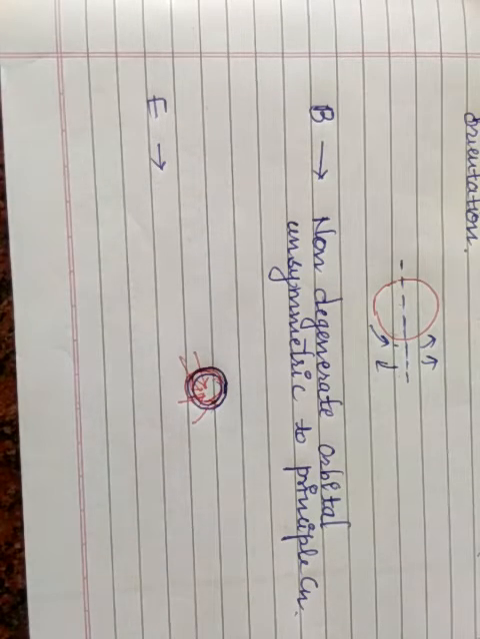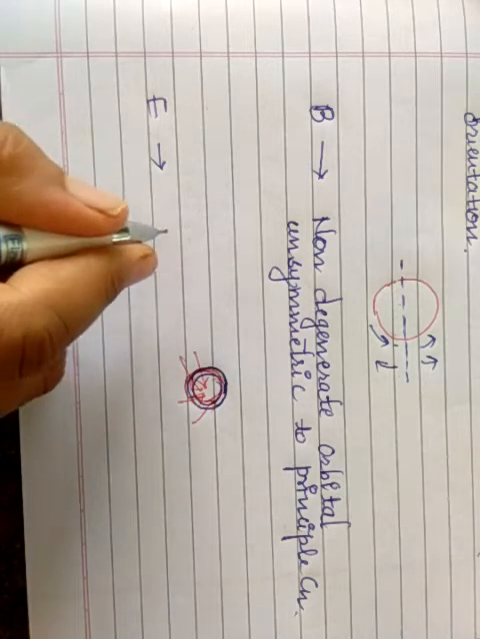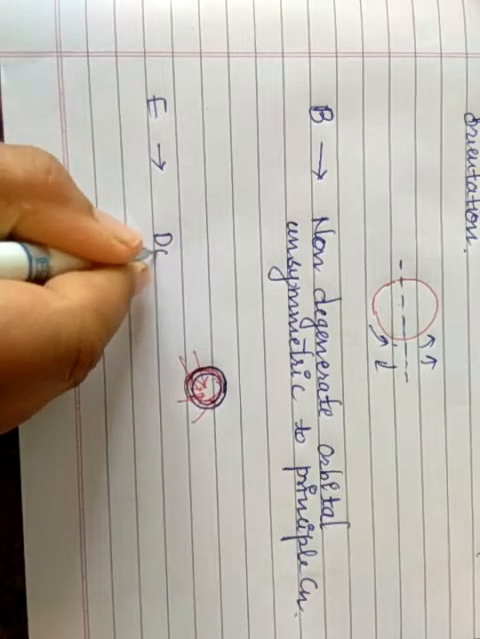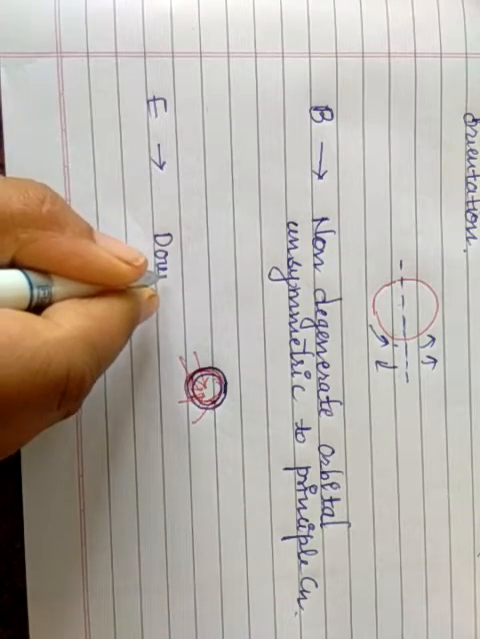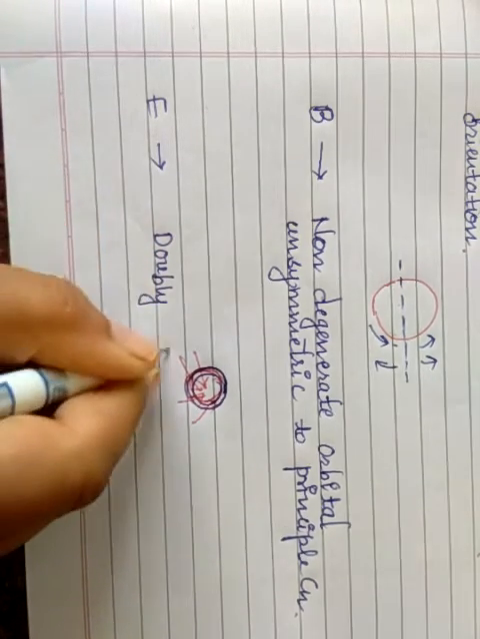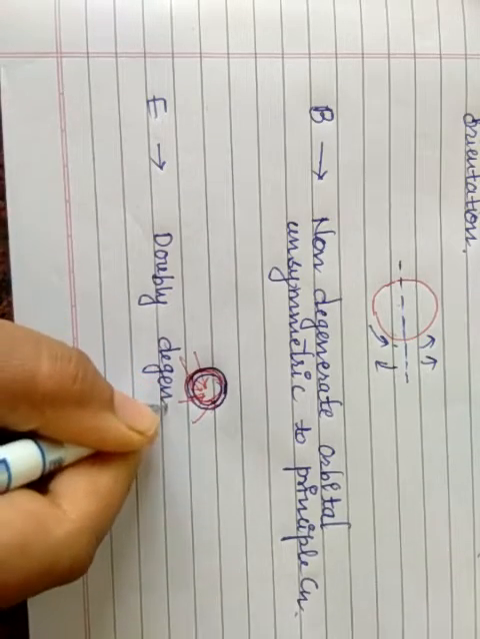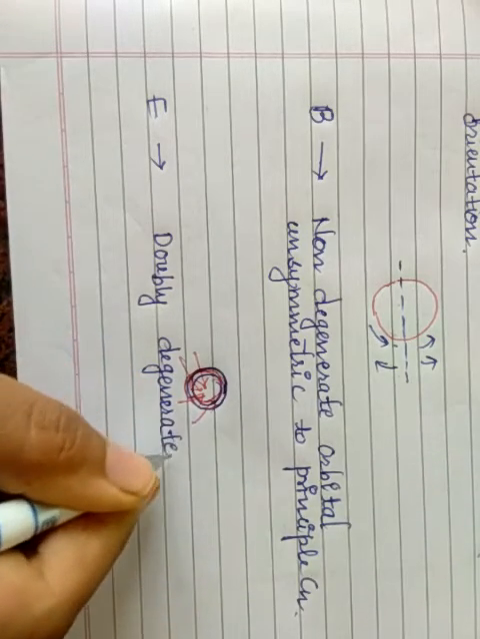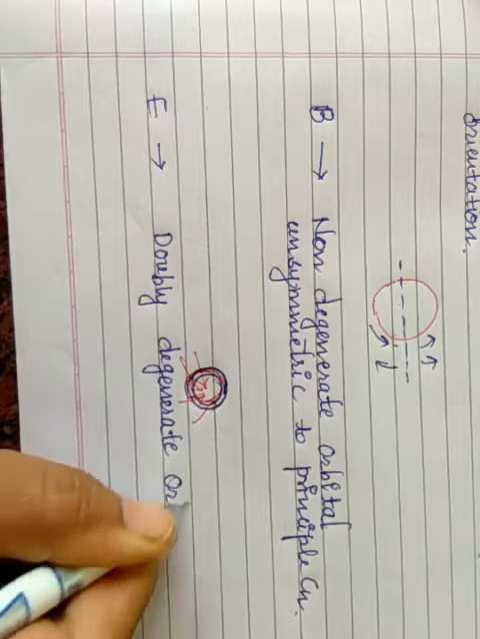The next symbol is E: a doubly degenerate orbital. About E I am telling you, E is a doubly degenerate orbital.